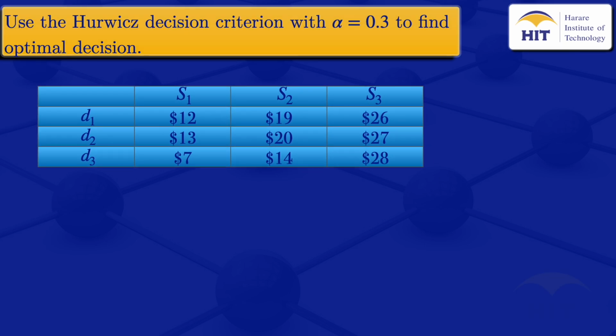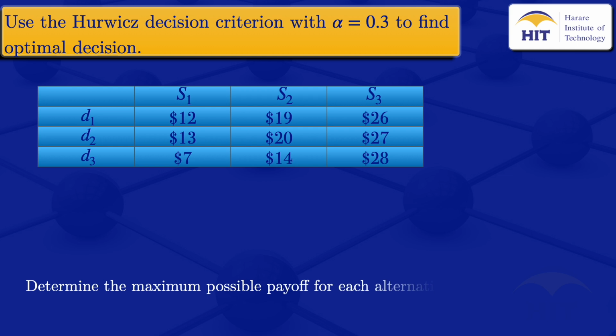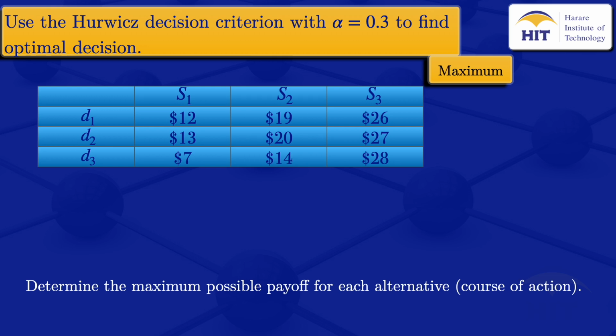To find the Hurwicz value, we first start by determining the maximum possible payoff for each decision alternative. So I will have a column where I have my maximum and look at each decision alternative and find the maximum. For decision alternative 1, we are looking at this row. The maximum there is 26. For decision number 2, we are looking at this row. The maximum is 27. For decision alternative 3, we are looking at this row. The maximum is 28.